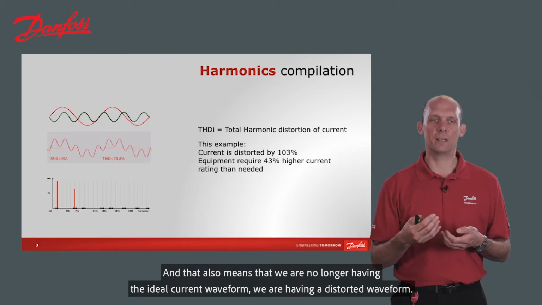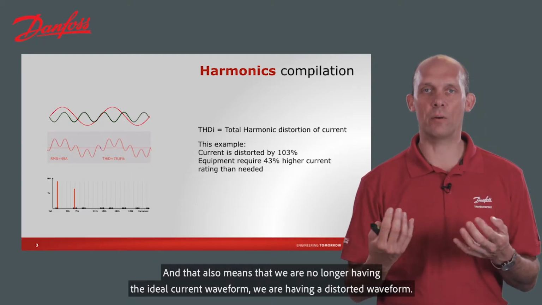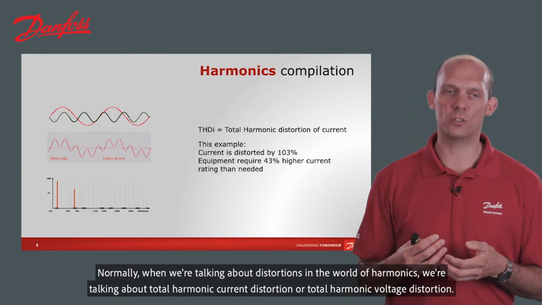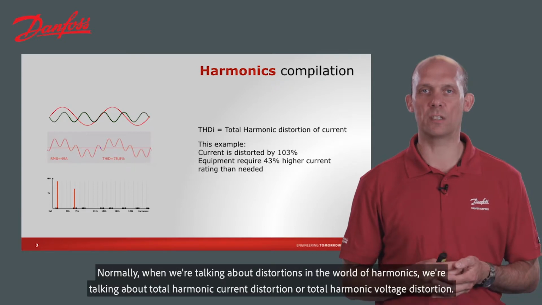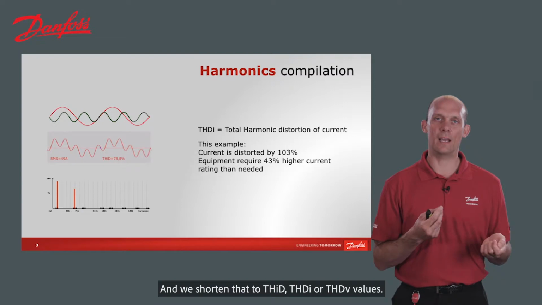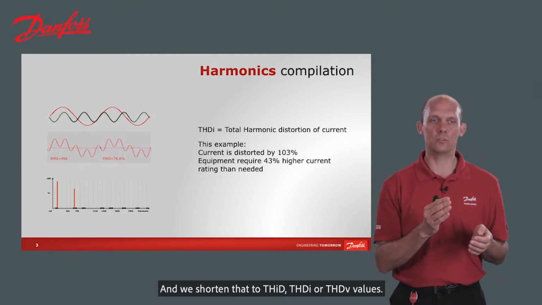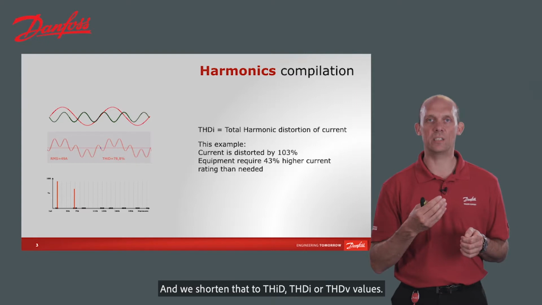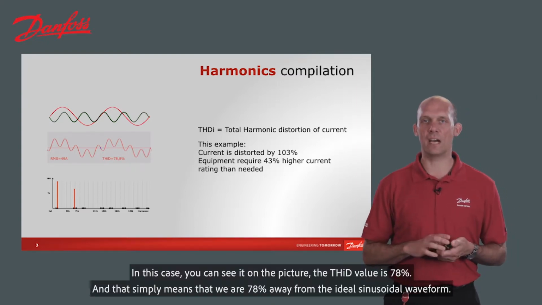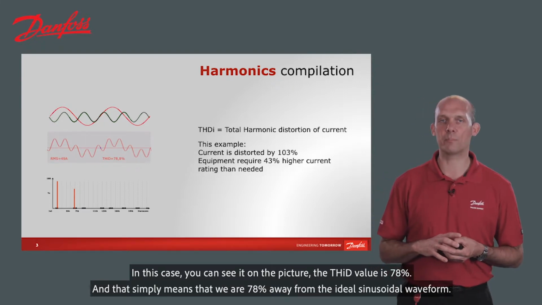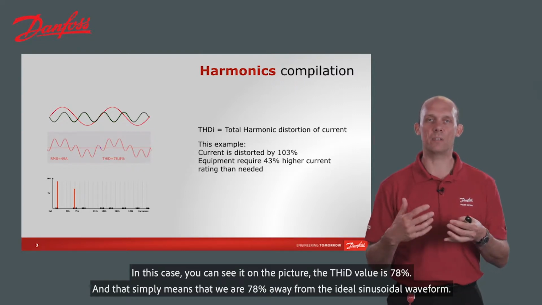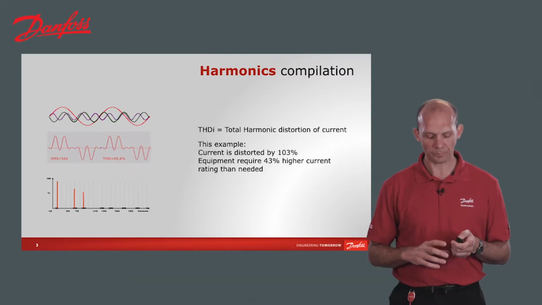And that also means that we are no longer having the ideal current waveform. We're having a distorted waveform. And normally, when we're talking about distortions in the world of harmonics, we're talking about total harmonic current distortion or total harmonic voltage distortion. And we shorten that to THDI, THDV values. And in this case, you can see it on the picture. The THDI value is 78%. And that simply means that we are 78% away from the ideal sinusoidal waveform.